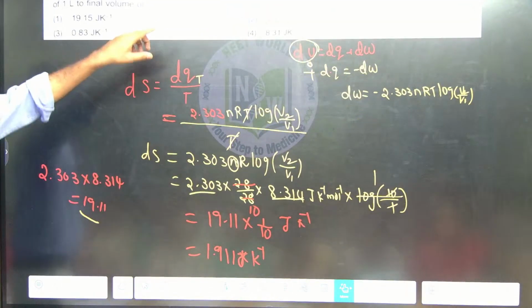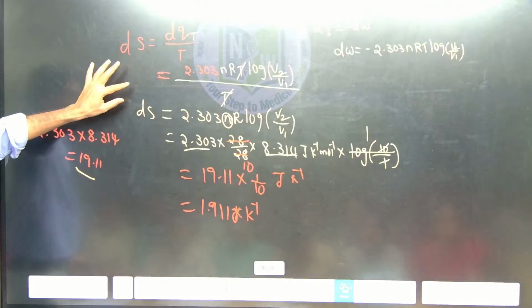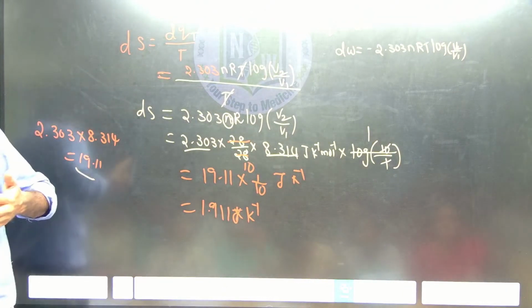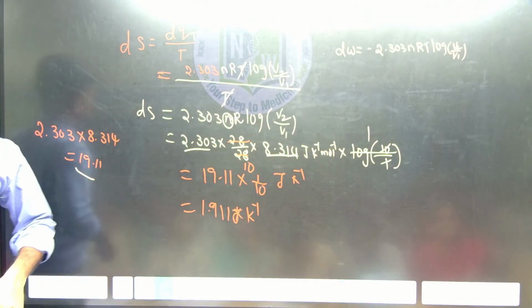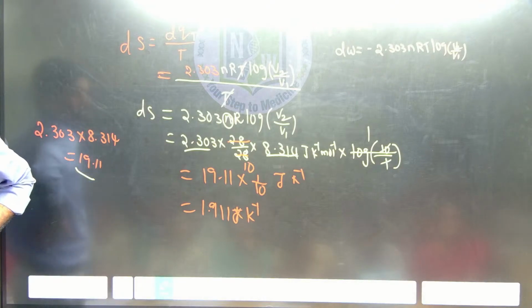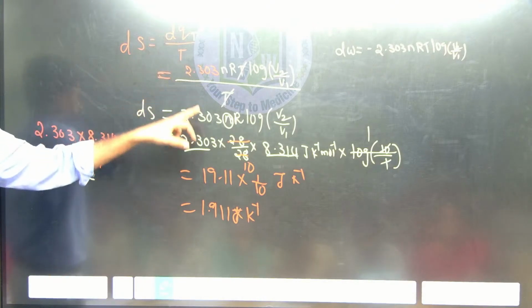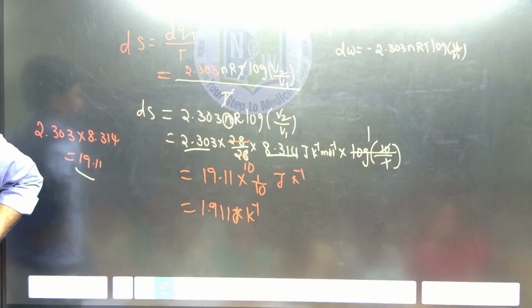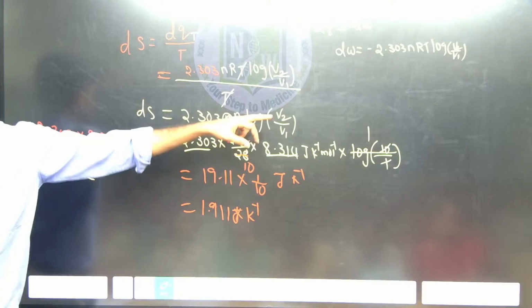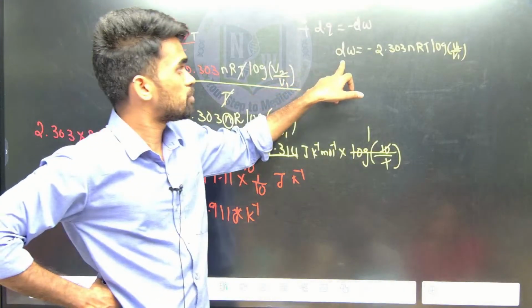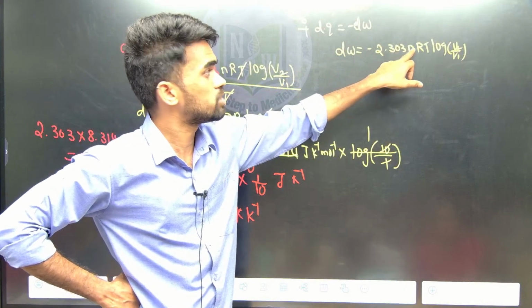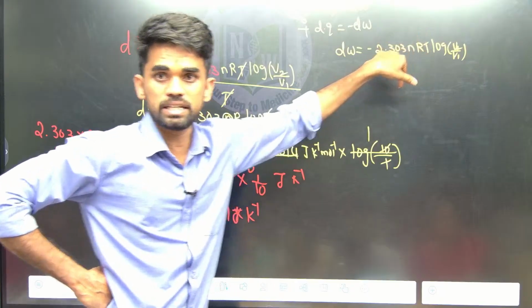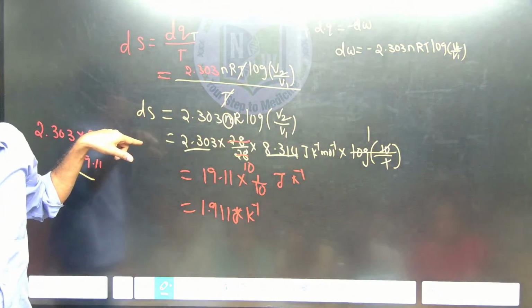Second option. Is this clear to everyone, what we are doing? So what is the formula to use for calculating entropy at constant temperature? dQ by T means, I can write the integral equation 2.303 nR log V2 by V1. See, for isothermal work done we say 2.303 nRT, now just remove the T and use it here, that's it. Okay.